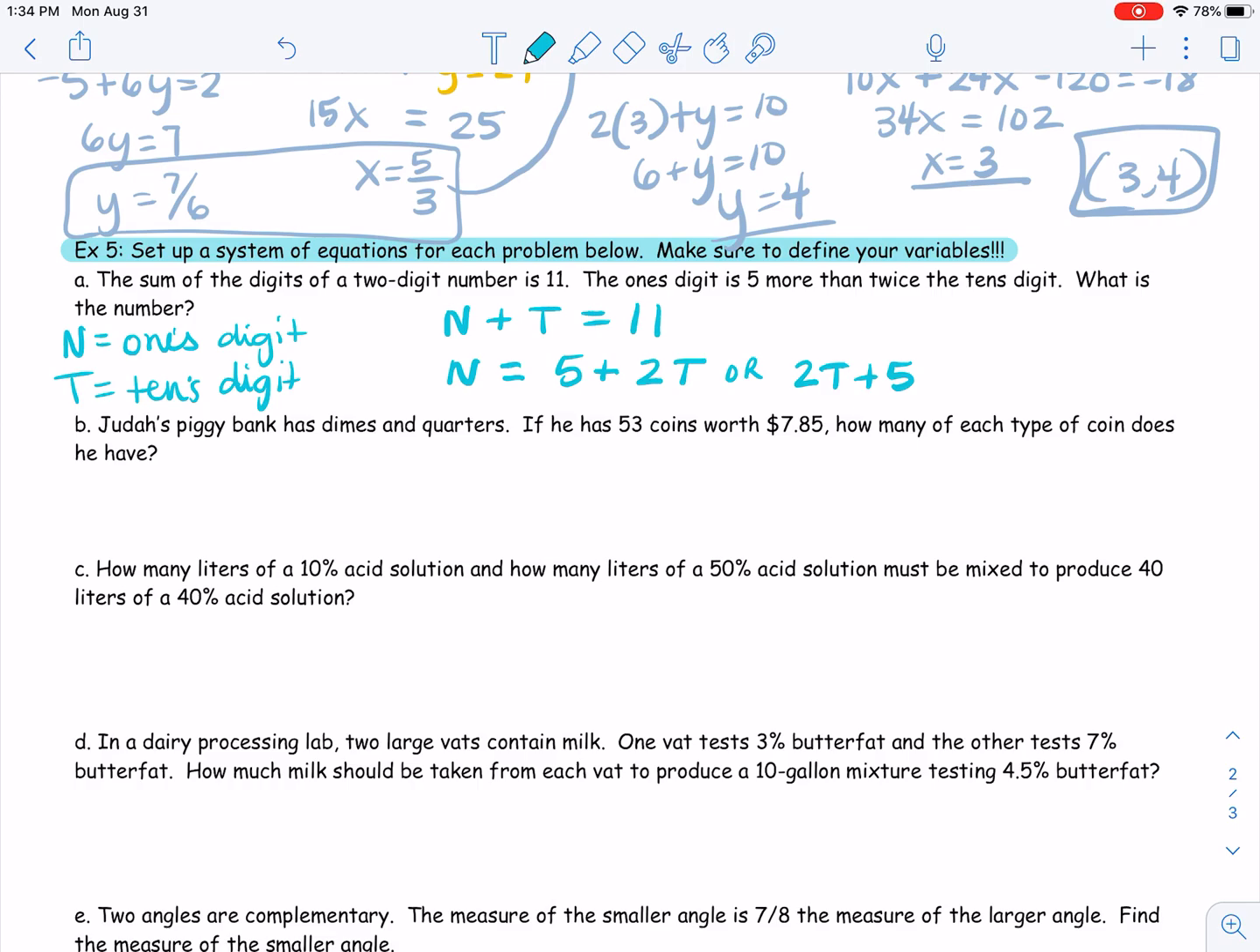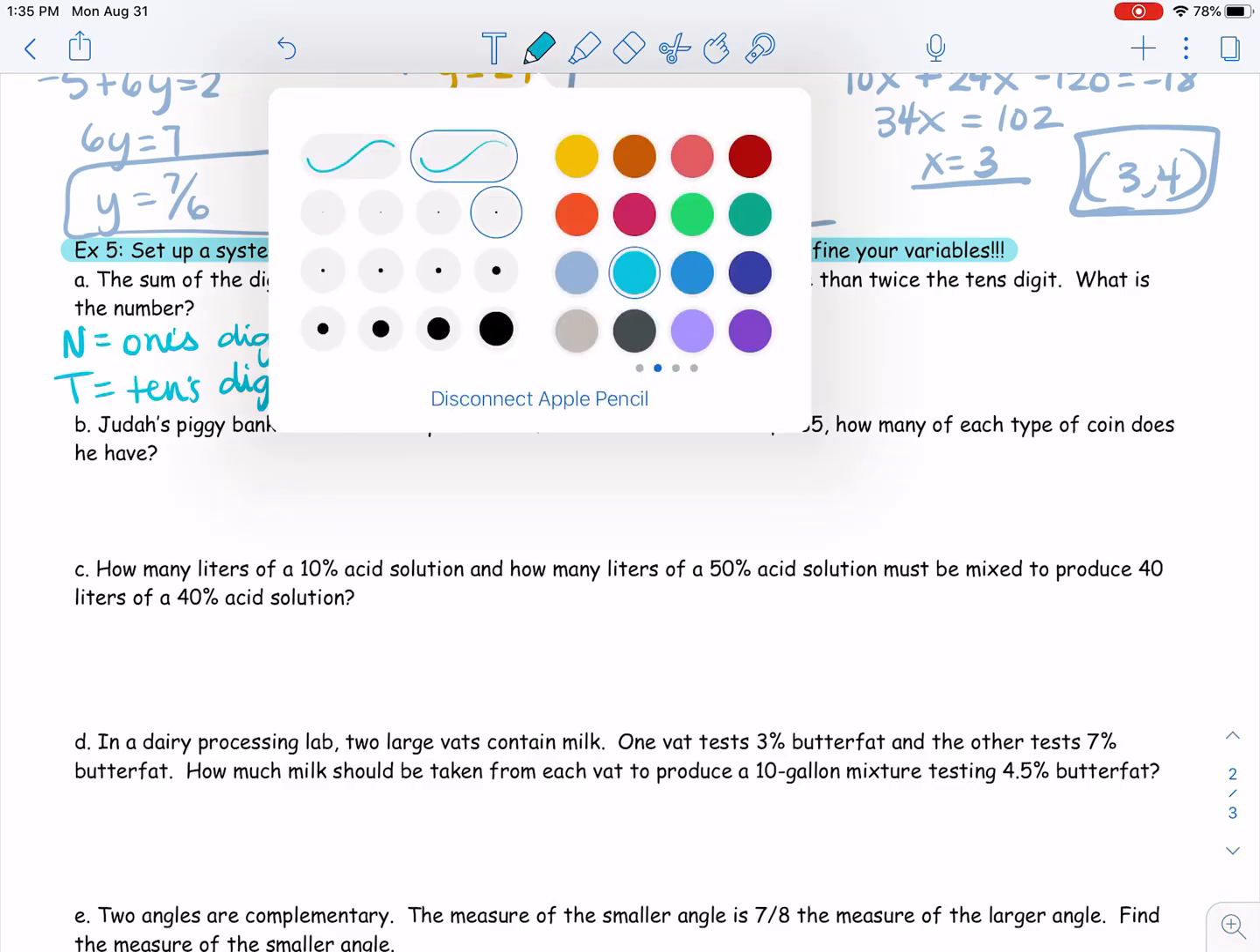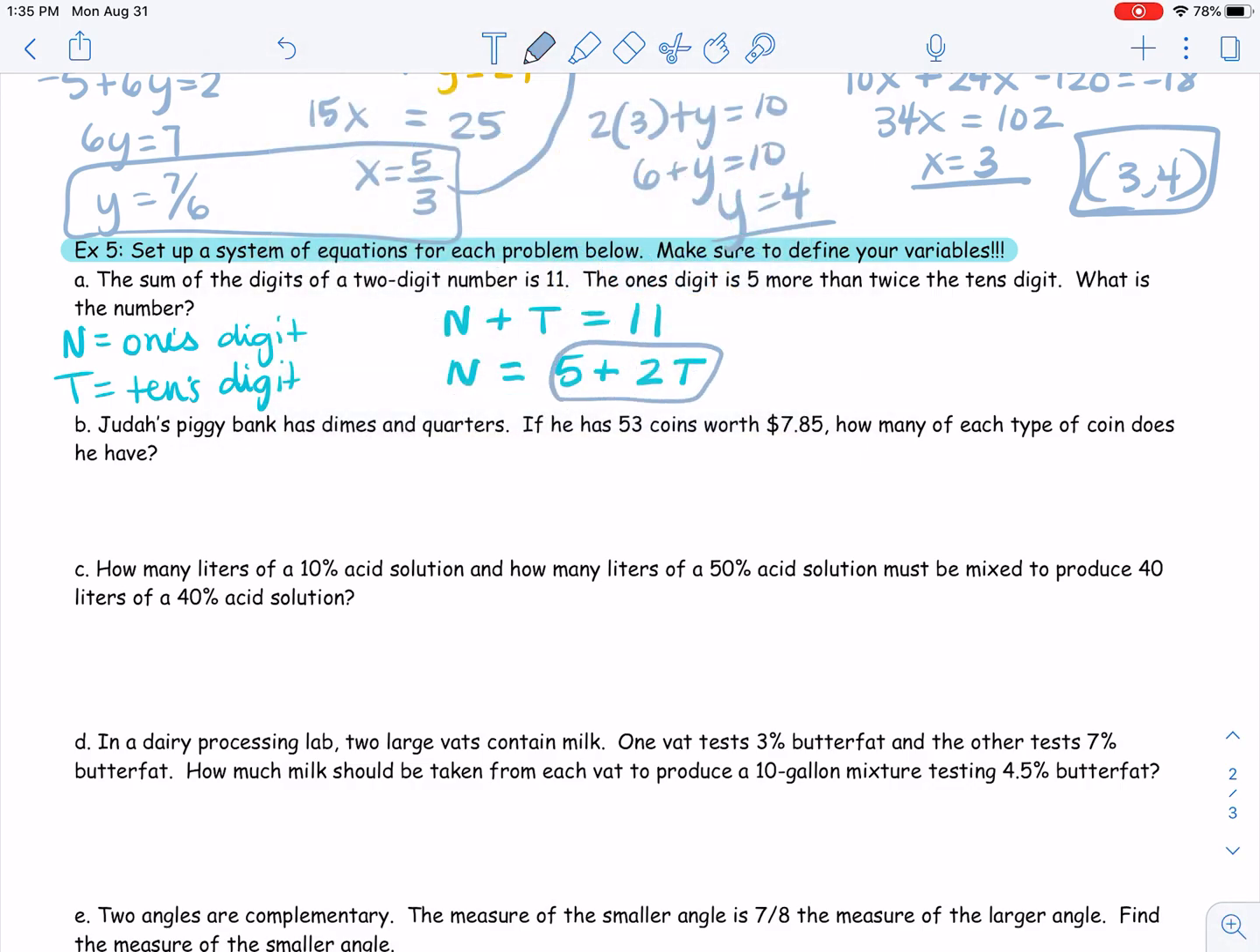Let me see if we want you guys to solve that or not, because sometimes we just ask you to set up the problem and define your variables. Okay, so they actually do want us to solve this problem. So if we have n plus t equals 11, and n is equal to 5 plus 2t, whatever. I'm going to use substitution because it's already written that way. I'm going to plug in this 5 plus 2t for my n here. So now that's 5 plus 2t plus t equals 11.